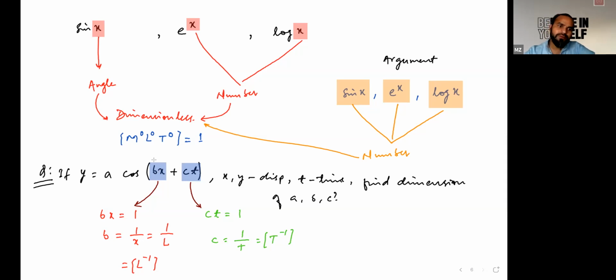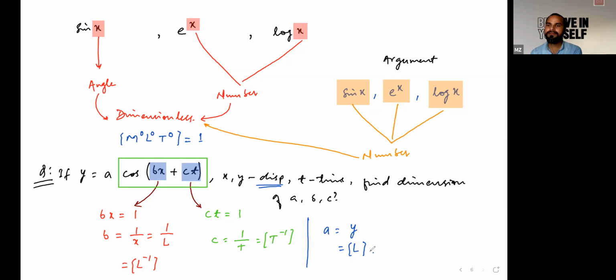The next part is to solve for A. So just see this whole part. This whole part, cos of any angle, would represent nothing but any number. On the basis of it, we can neglect this whole part, as cos of any angle is nothing but a number, and a number is any dimensionless constant. That's why just neglect this whole part. So what are we left with? Nothing but A is equal to Y. Here Y is nothing but displacement, so it would be capital L.